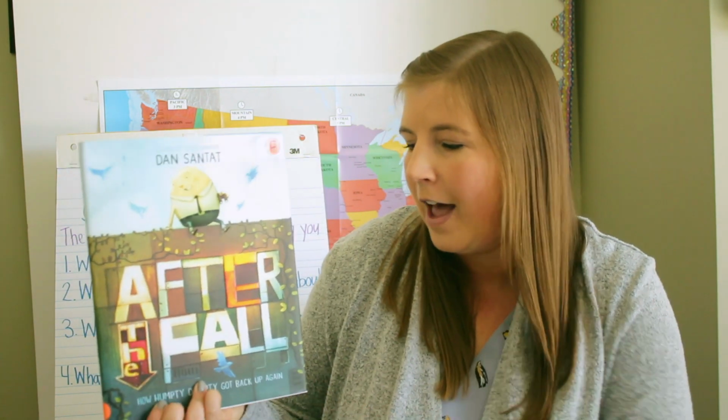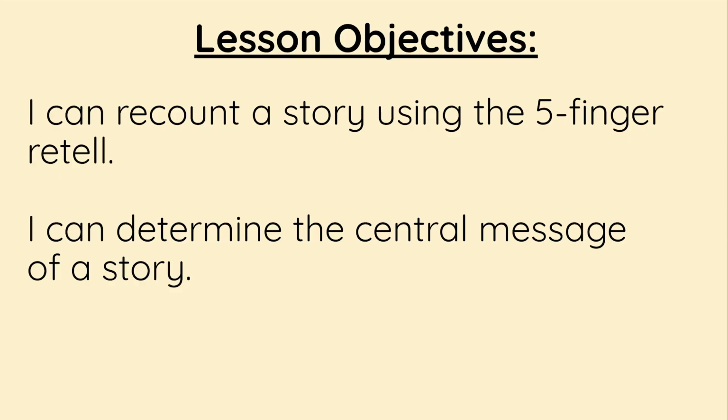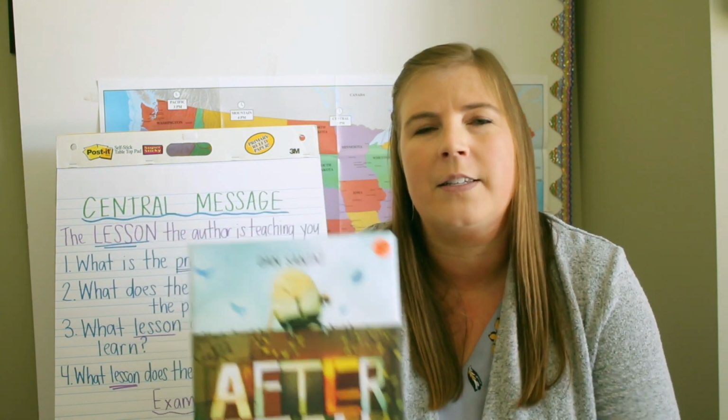Today, we are going to be reading the book called After the Fall, How Humpty Dumpty Got Back Up Again. This story is by Dan Santat. After we read, we are going to be talking about two different things. First, how to recount a story, and second, how to determine the central message of a story. Before we read, let's talk about those two things.